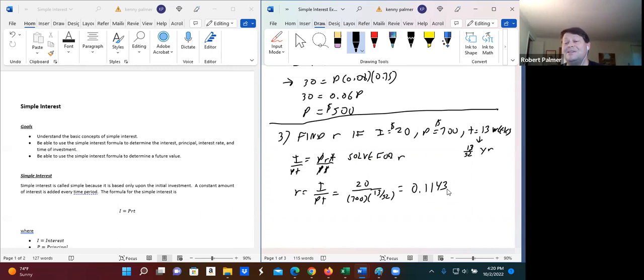Okay, now this is not a percent, this is a decimal value. So just as we said, when you plug your interest rate into the formula, use it as a decimal. So when you solve for it, the result is a decimal. Okay, and so if we change that to a percent, that's going to be 11.43%.